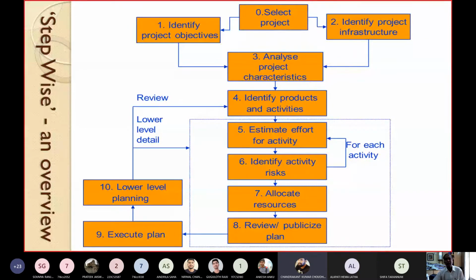That is easy. The next step is step 5, that is, estimate effort for activity. This is very important. After identifying the final product, the intermediate products, and the activities required, step 5 says that you have to estimate. What do you have to estimate? You have to estimate the effort for all the activities that will be followed to produce the necessary products. So today's emphasis is on step 5, how to estimate the effort for individual activities. Okay.